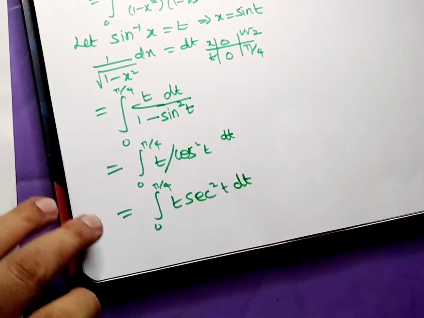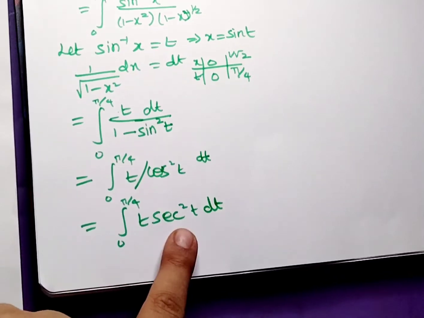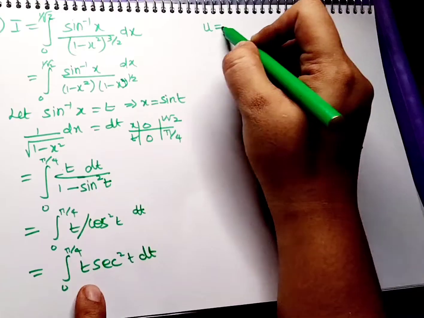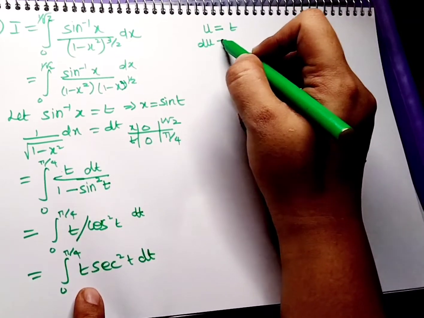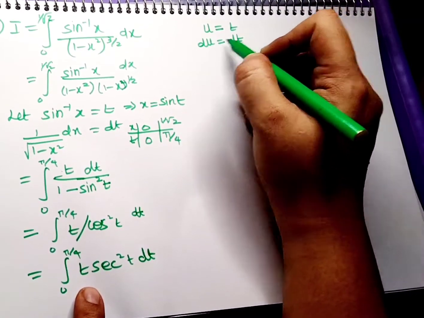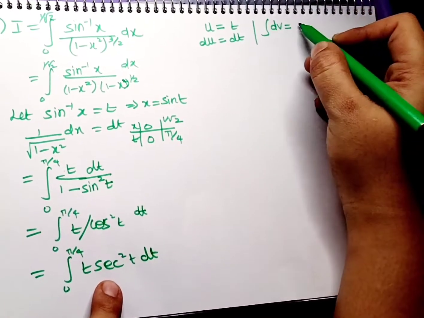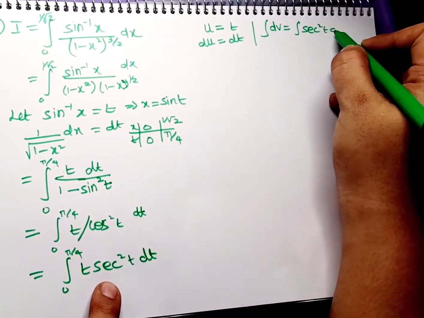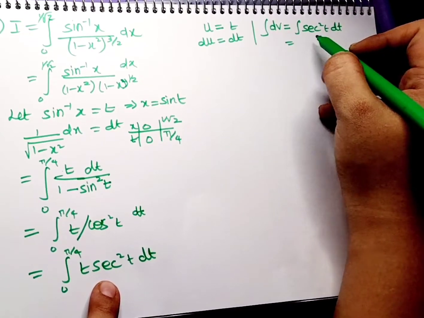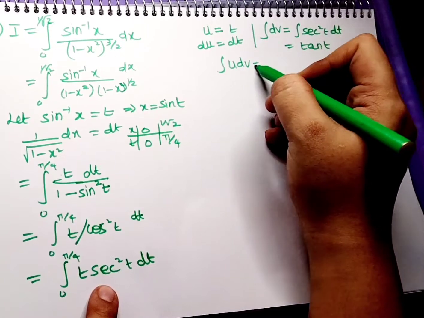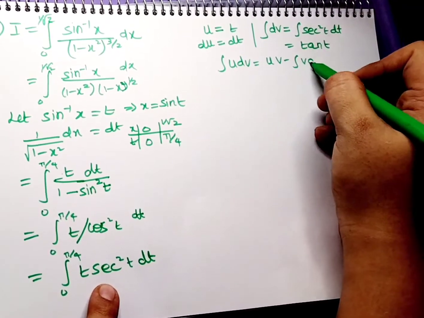Here we have a product of two functions, so we make use of the integral u dv method. Algebraic and trigonometric, using the ILATE rule, algebraic is taken as u, so u is t. With respect to t, if we differentiate, 1 into dt, and integral dv is integral secant square t dt, and we know the integration of secant square is tan t. And the formula is integral u dv equals uv minus integral v du.